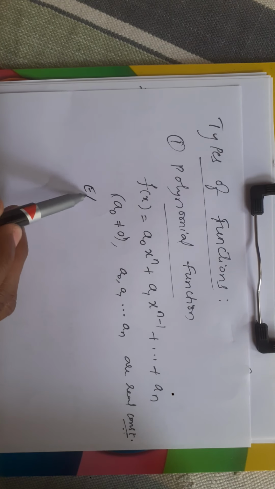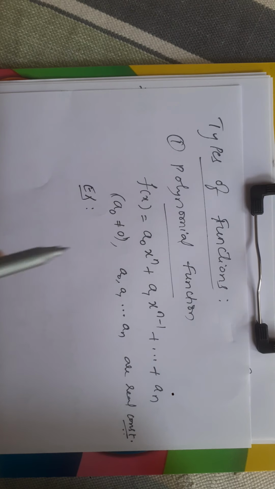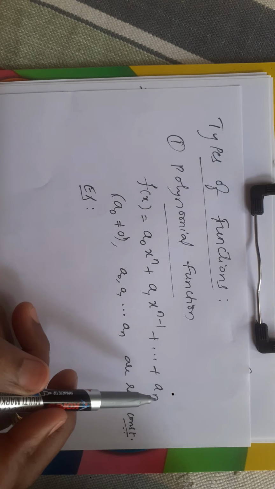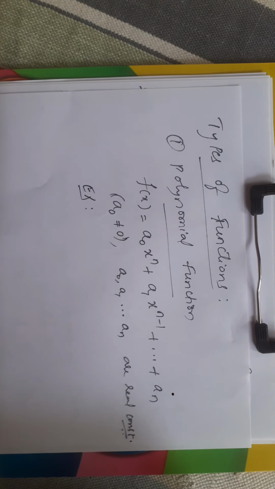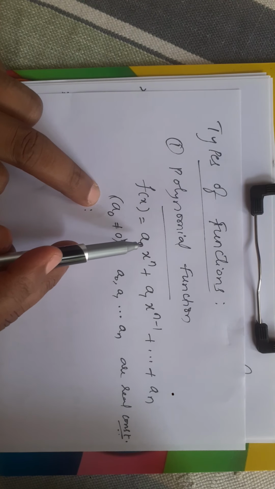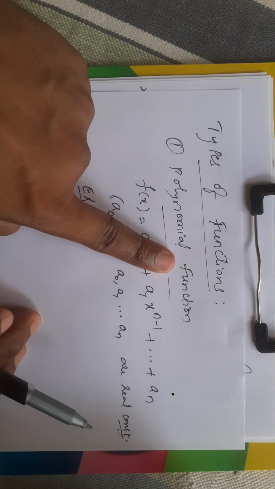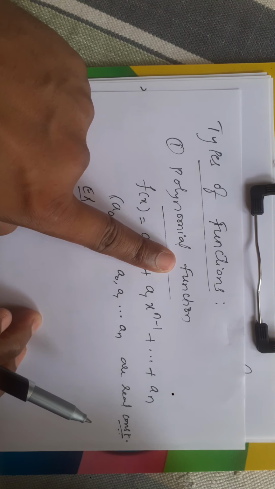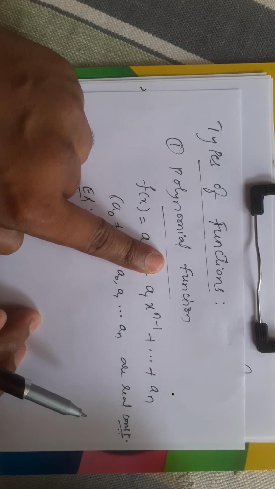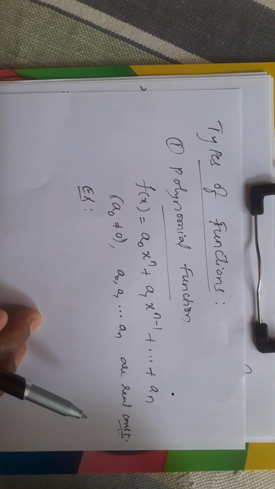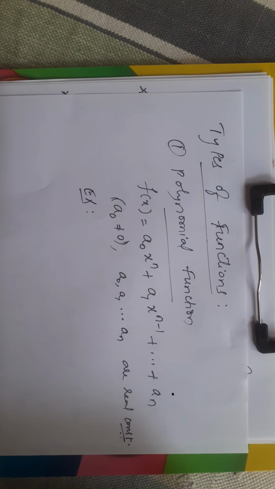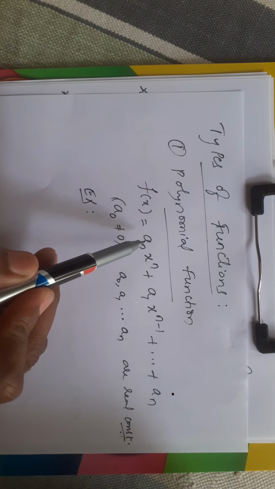For example, in this form, a0, a1, an are all constants. X is a variable. We have chosen a0 not equal to 0 because if a0 itself becomes 0, then the polynomial degree will get reduced. The x power n will not exist. It means the degree of the polynomial will change. Therefore, in general, the highest degree coefficient should not be 0.